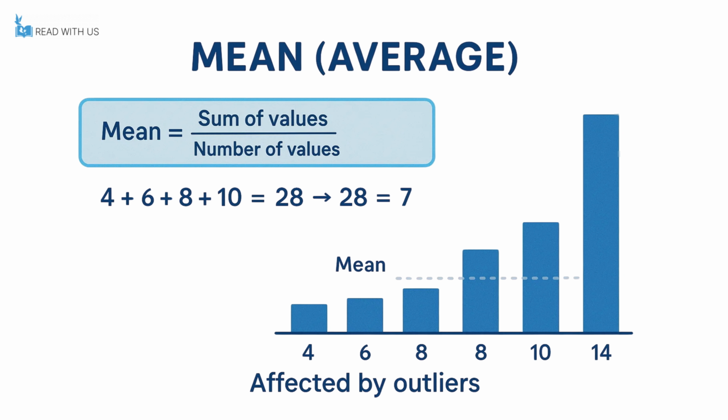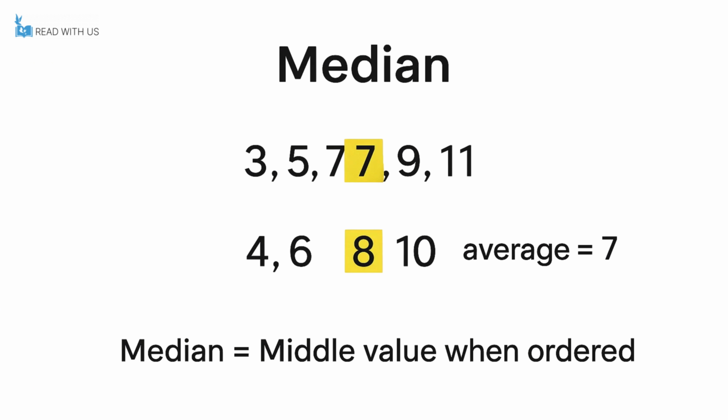called outliers. The median is the middle number when all the data is written in order. If there's an odd number of items, it's the middle one. If there's an even number, take the mean of the two middle numbers. For example, in 3, 5, 7, 9, 11, the median is 7. In 4, 6, 8, 10, the middle two are 6 and 8, so the median is 7. The median is useful when data has extreme values because it's not affected by outliers.